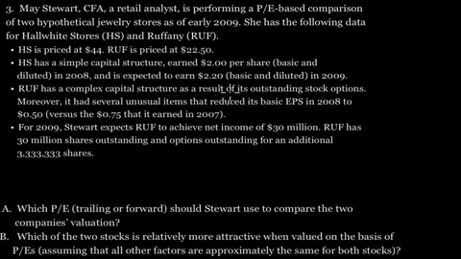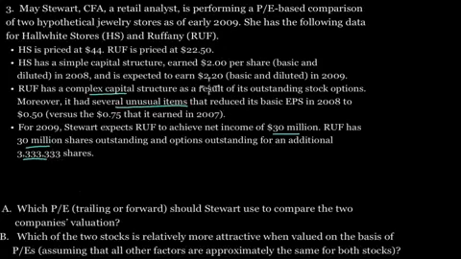RUF has a complex capital structure as a result of its outstanding stock options. Moreover, it has several unusual items that reduced its basic EPS in 2008 to 50 cents versus the 75 that it earned in 2007. So we've got a complex capital structure, and we have unusual items in there as well. For 2009, Stewart expects RUF to achieve net income of $30 million. RUF has 30 million shares outstanding and options outstanding for additional 3,333,333 shares. A. Which PE, trailing or forward, should Stewart use to compare the two companies' valuations?